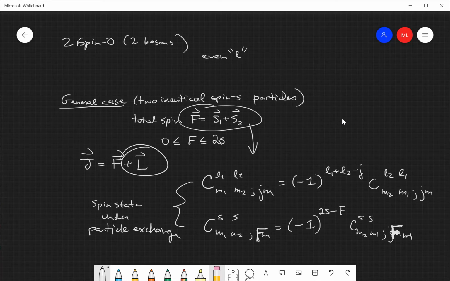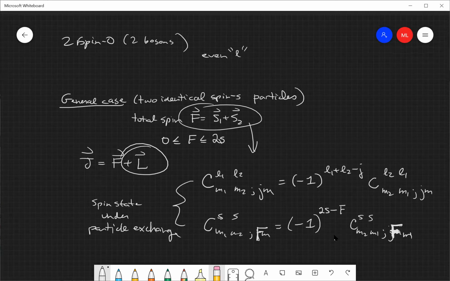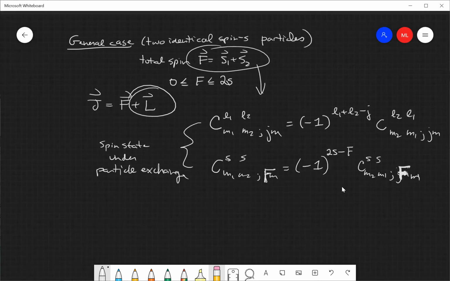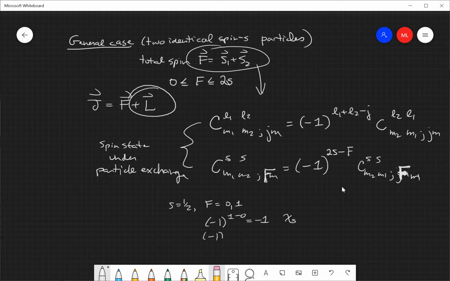So again, the example that we had already is S equal to 1/2. So then there's two possibilities for F. It's either 0 or 1. And in one case, we have (-1) to the 1 minus F, which is equal to -1. So it does pick up a minus sign under particle exchange. That's the spin singlet. Otherwise, we have (-1) to the 1 minus 1, which is just 1. And that's the spin triplet.